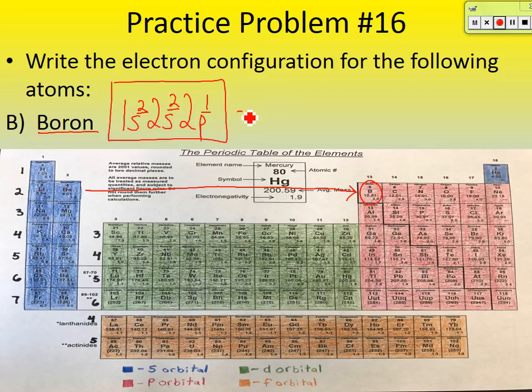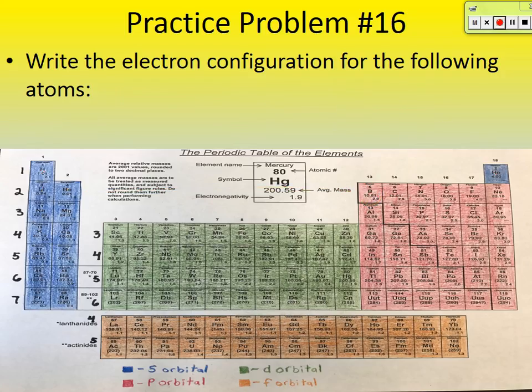Okay, now let me draw this one. So if this is the nucleus, we've got a 1s orbital with 2 electrons in it. We've got a 2s orbital with 2 electrons in it. But now we have a p orbital in the second energy level. Remember, the p orbital looks like a figure 8 or a dumbbell. We just got 1 electron in there. So that's how you would draw the boron atom.